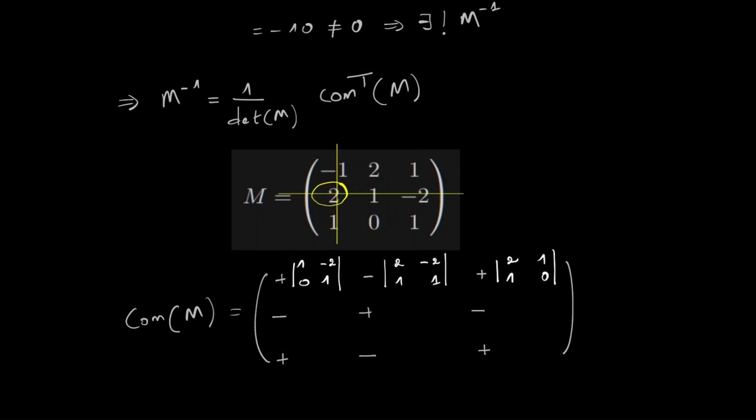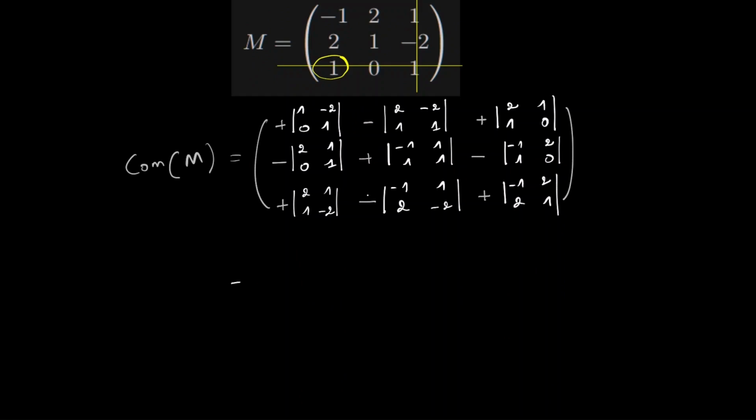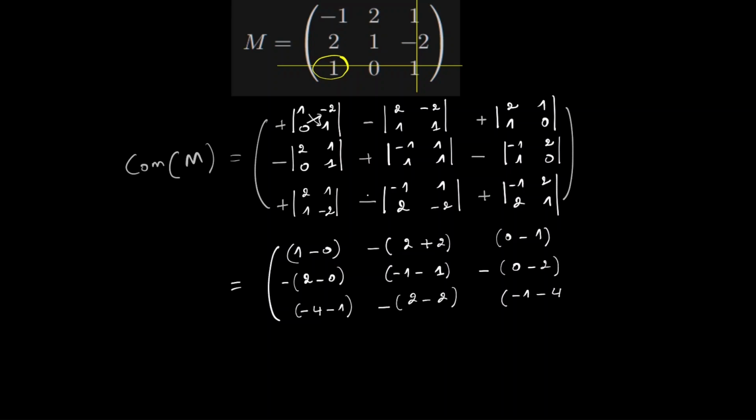For example, here, we eliminate the first row and the second column, and we calculate the determinant of this 2 by 2 matrix. After this, we calculate these small determinants of our cofactor matrix. Hence, our cofactor matrix looks like this.